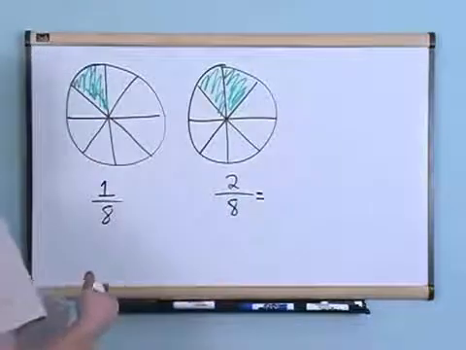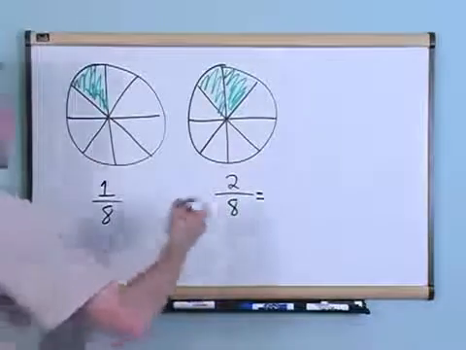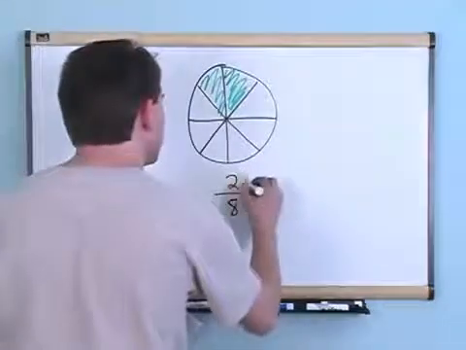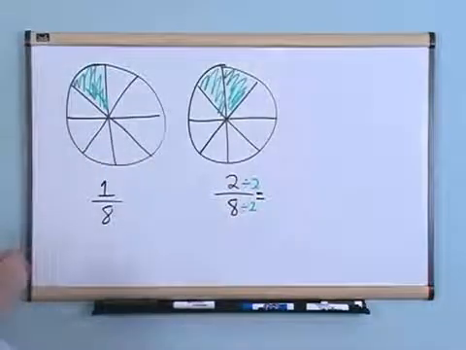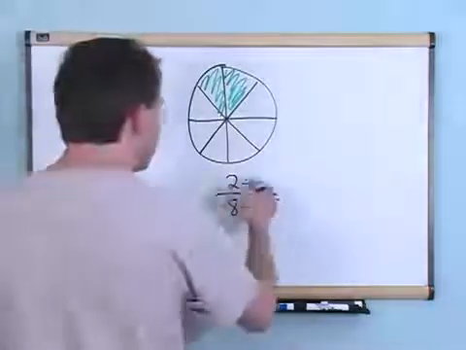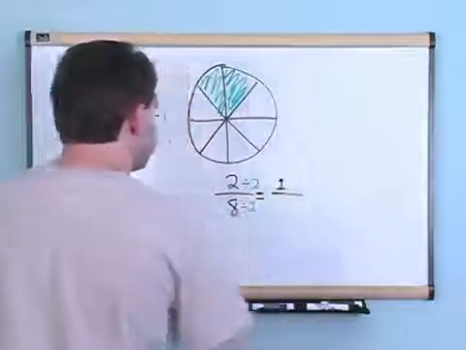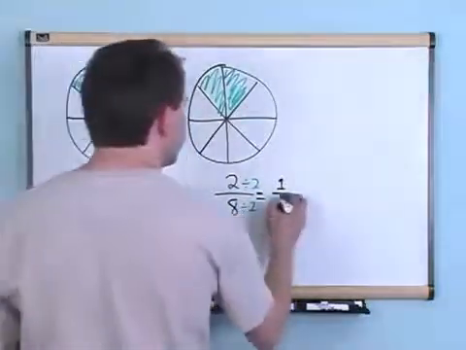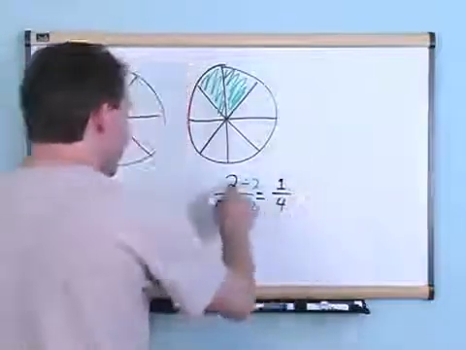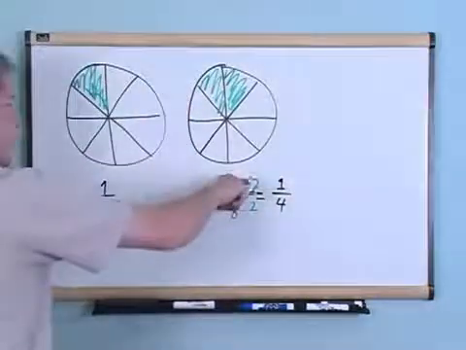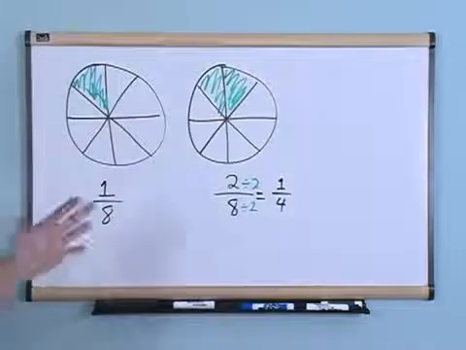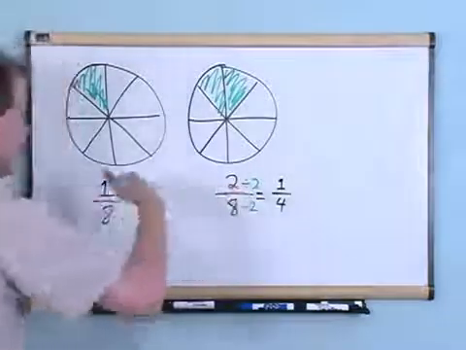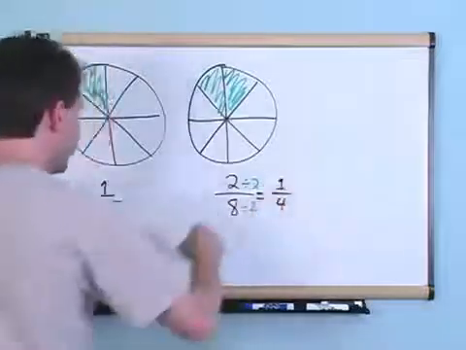Now, can I reduce this fraction? I say yes, you can, because you can divide the top by 2, and you can divide the bottom by 2. This is where multiplication and division become very, very important, because I know that 2 divided by 2 is just going to give me 1, and 8 divided by 2 is going to give me 4. So I can reduce this fraction by dividing the top and the bottom by the same number, and I get 1/4. So what we're saying here is that the fraction 2/8 is exactly the same as the fraction 1/4.